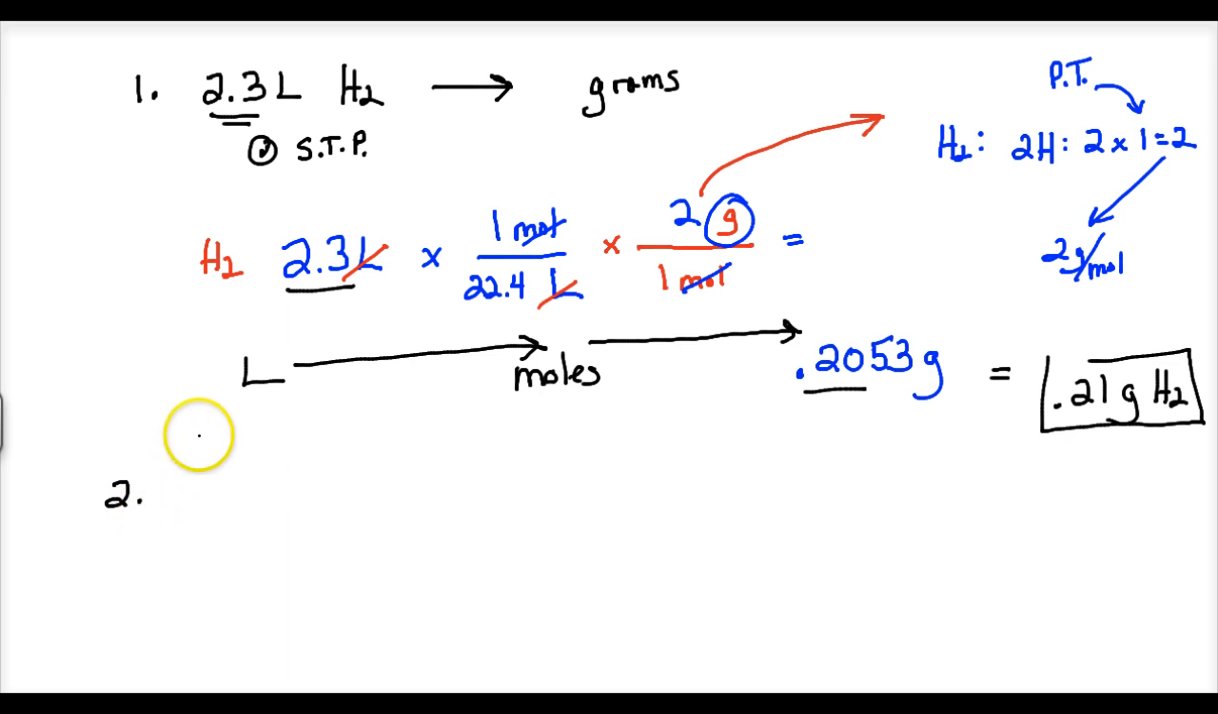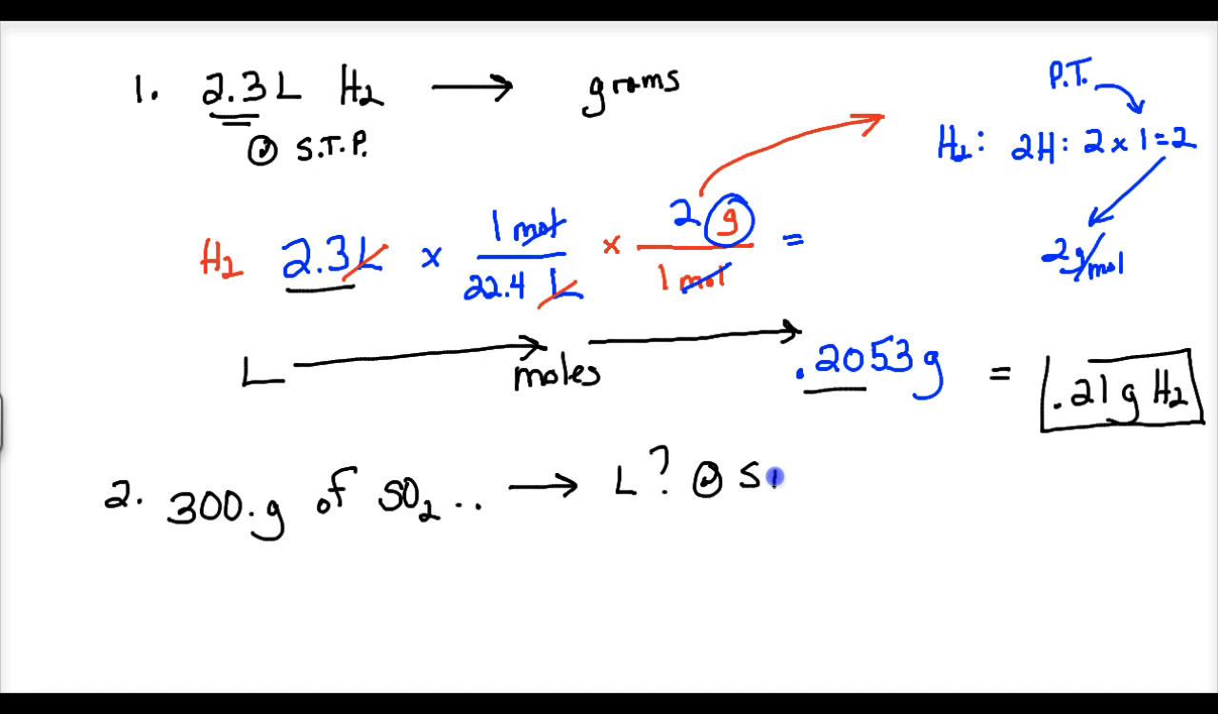All right, let's do another fictitious problem. What if I have 300 grams of, let's make it sulfur dioxide, SO2. How many liters does it occupy at STP? So I'm asking you to convert 300 grams of SO2 and say how much space does that take up if it's flying around as a gas at STP?